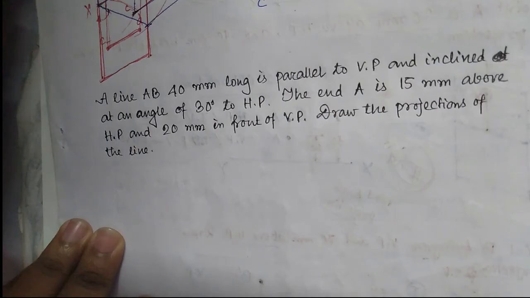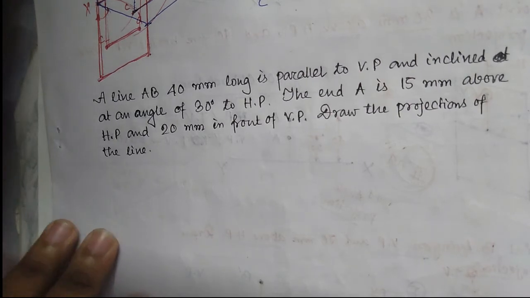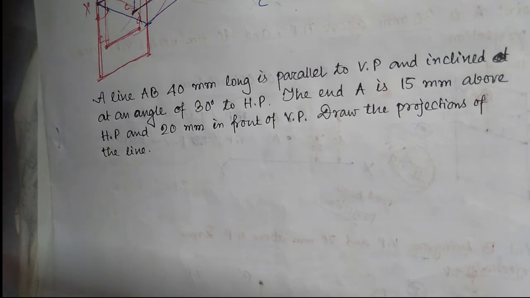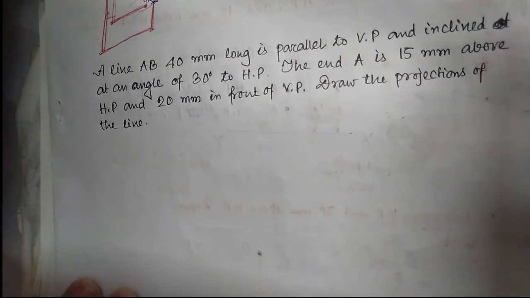We'll do next problem. A line AB is 40 millimeter long, is parallel to VP and inclined at an angle of 30 degree to the HP. The end A is 15 millimeter above HP and 20 millimeter in front of VP. We need to draw the projections. So first we will start with the three-dimensional view.